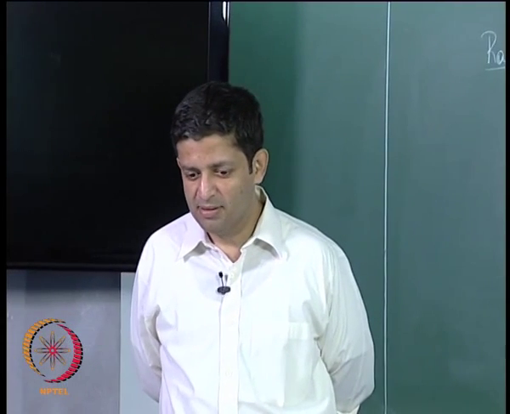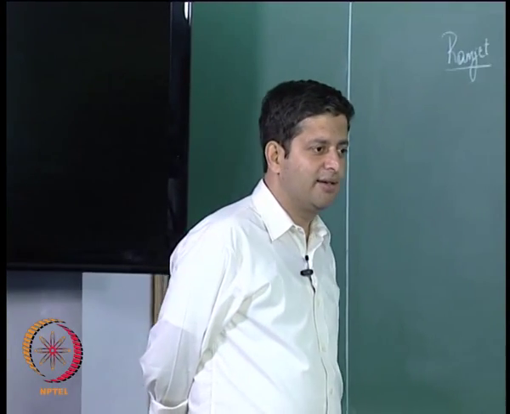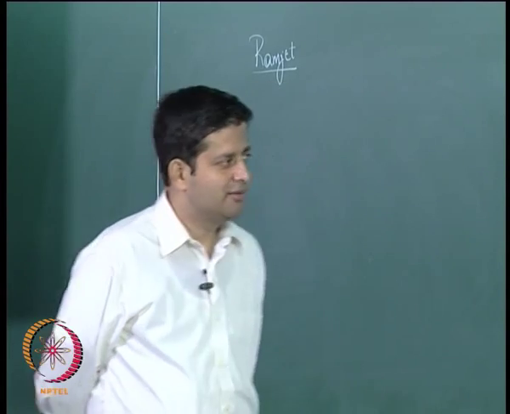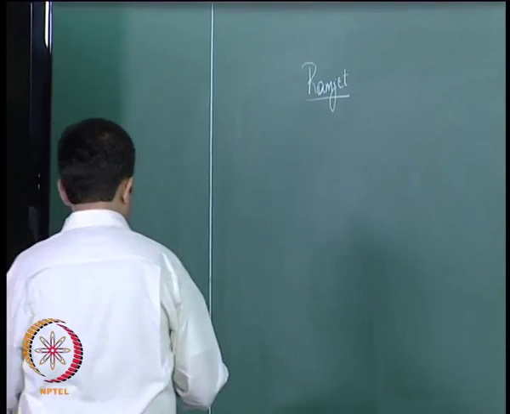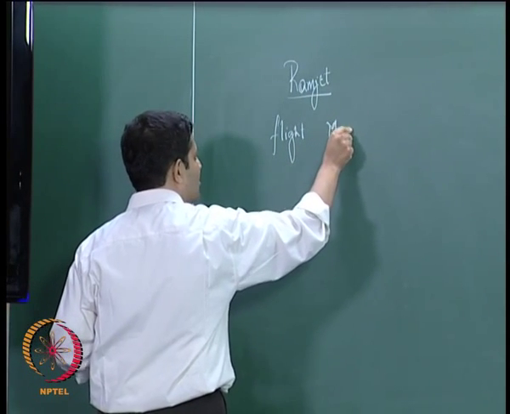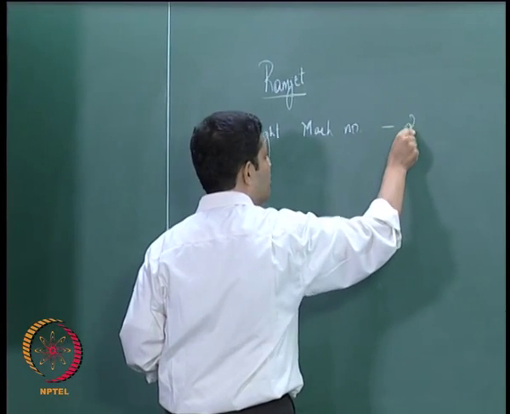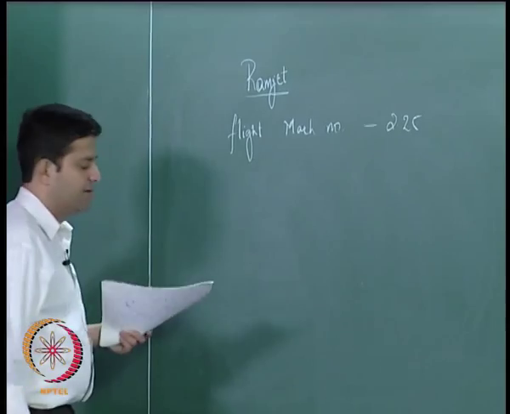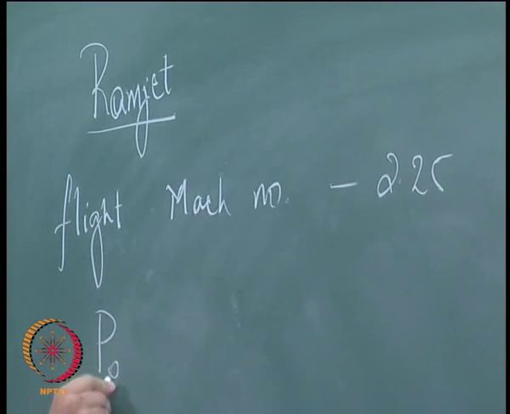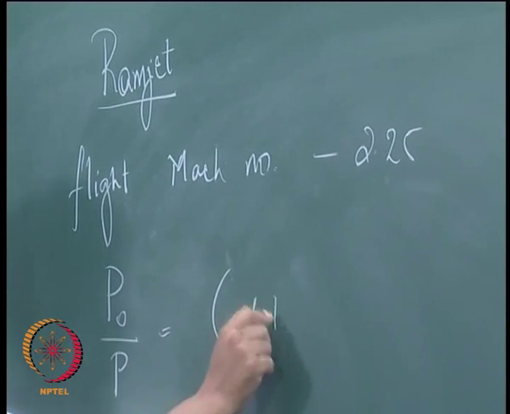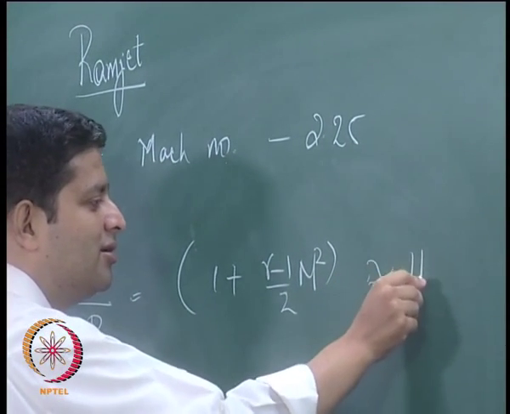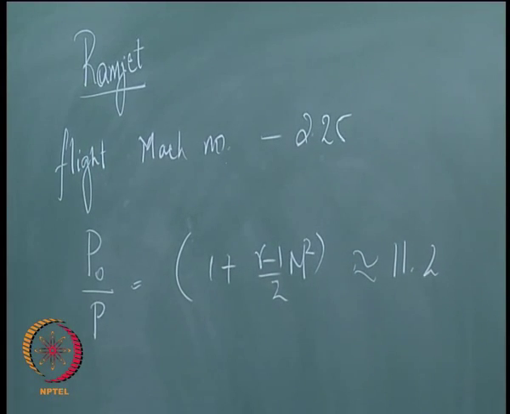Now the concept of a ramjet evolved from a turbojet. The idea here is, let us say I am flying at a very high Mach number of around 2.5. Let us do that calculation. If I have a flight Mach number of around 2.25, then what is the stagnation pressure that you get? P naught by P goes as 1 plus gamma minus 1 by 2 M square. If you do this calculation, you will find this is around 11.2.